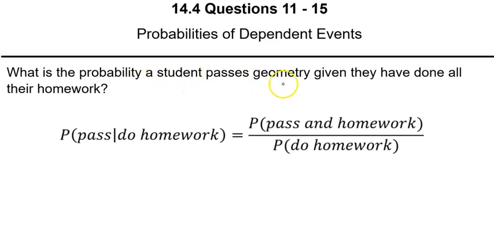So what is the probability that a student passes geometry given they have done all of their homework? So what we know is they have done all of their homework. So how we're going to write that is we're going to say the probability they pass, and this vertical line means given they do their homework. And how we're going to do that is we're going to find the probability that they pass and do homework, divided by the probability that they just did homework. The second event always goes on bottom. The probability of the and always goes on top.